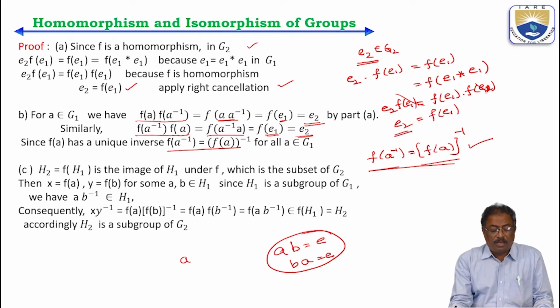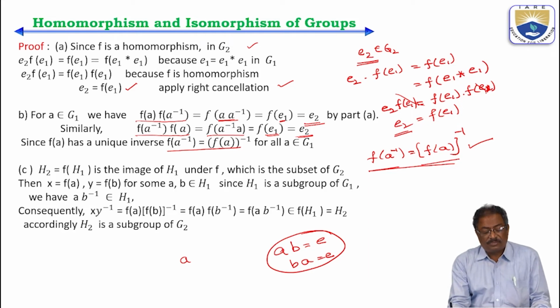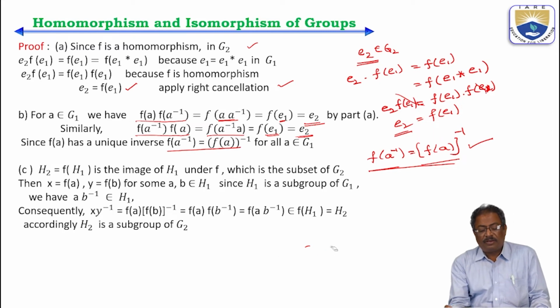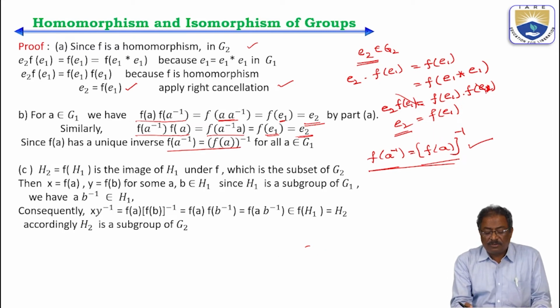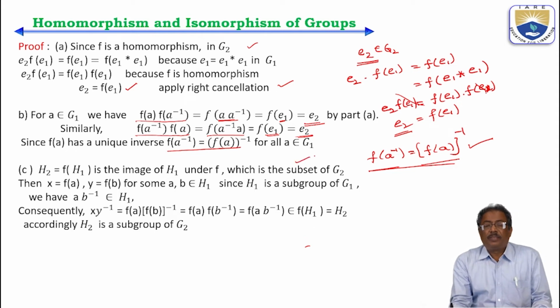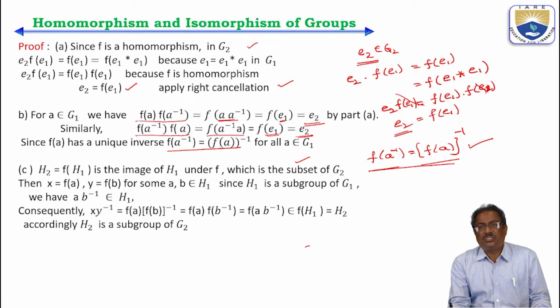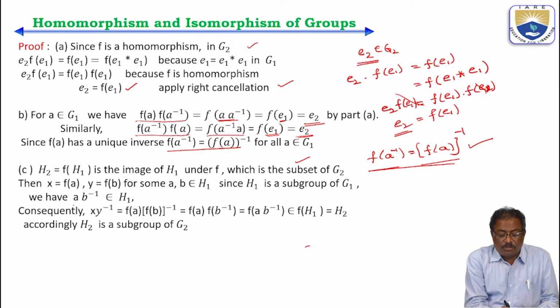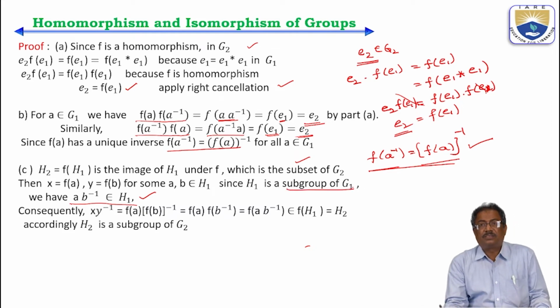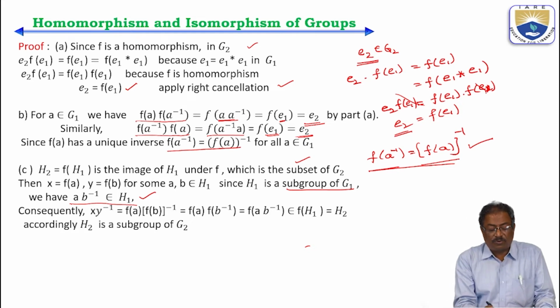Now, the other one is, see, already in the last classes, we said that when we say a subgroup, what is a subgroup of that? So here, A is an element in H1, and B is an element in H1. Then if you prove AB inverse belongs to H1, then automatically H1 is a subgroup of G1. The proof we already solved in the previous classes. Now let us go for this.